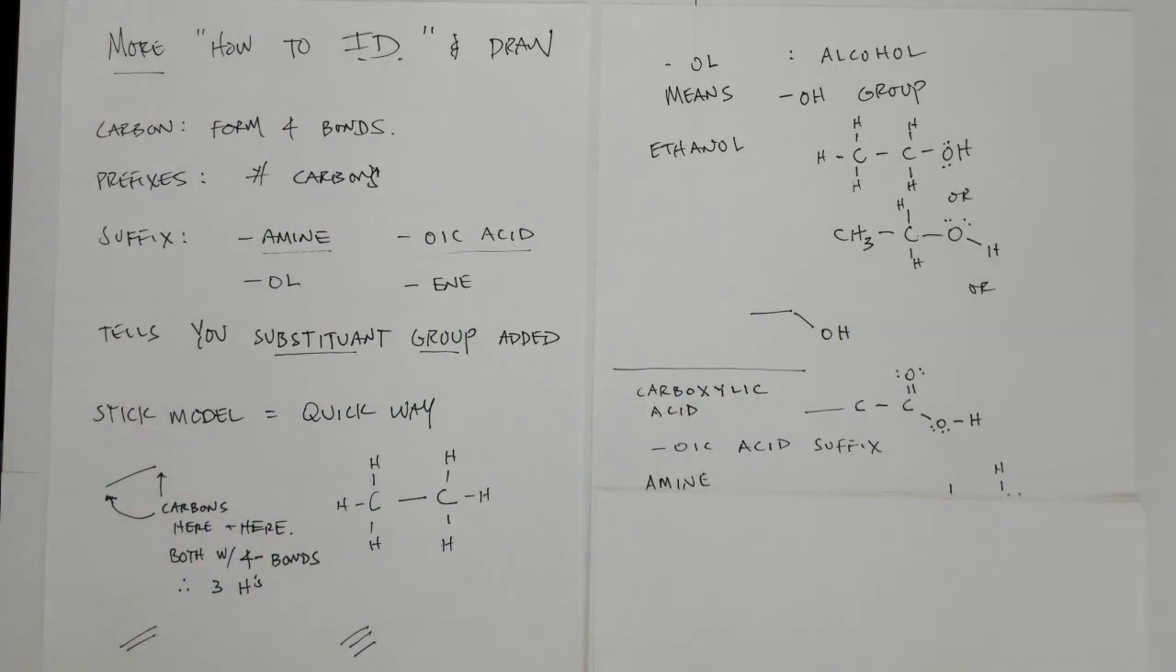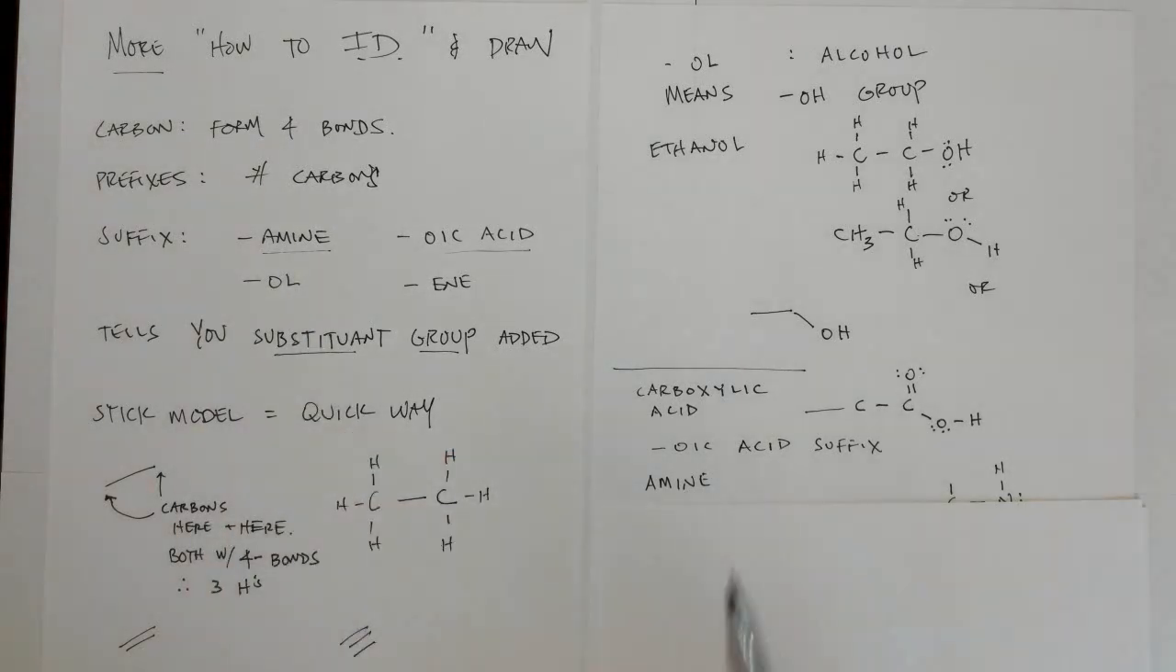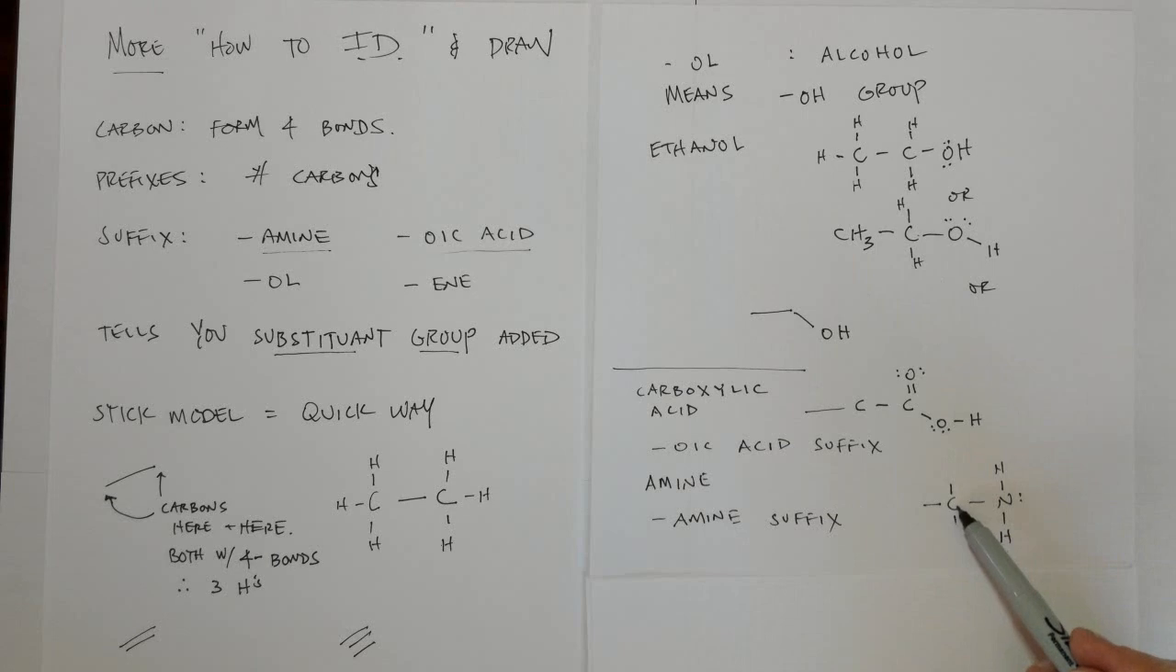Let's do some examples of that with the oic acid suffix. On the next page, we'll actually do a number of them. But let's talk about amines, this group right here, before we give lots of examples. Amines turn out to be bases many times for us in chapters 16 and 17. Amine groups have an amine suffix, and they have a carbon connected to a nitrogen that has an unshared pair of electrons, and then the nitrogen has two H's on it.